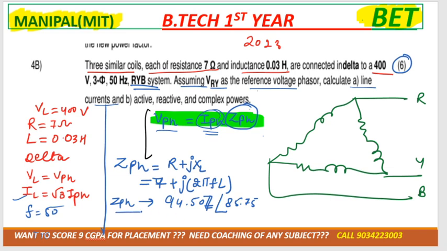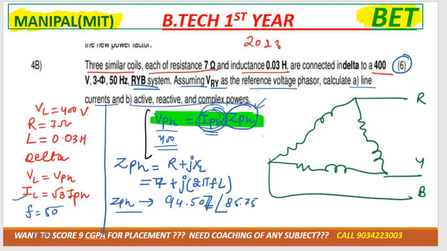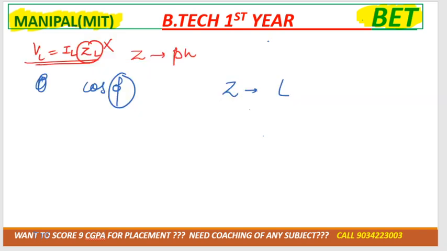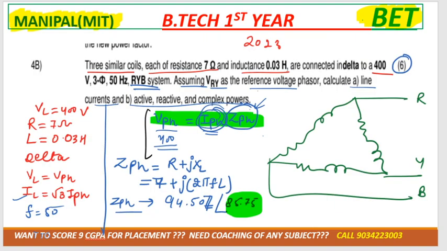So after solving ZPH, you can substitute it here. VL is 400 only because it's a delta connection. We can get IPH. Then they are asking active power, reactive power and apparent power. For that you need cos phi, and whatever the angle of impedance you are getting, that is phi only, right? Like suppose after solving you are getting 85.75 angle of impedance, so that is phi. You can get cos phi easily and you can get sin phi easily, right? So you'll be able to use active power, reactive power and apparent power formula.